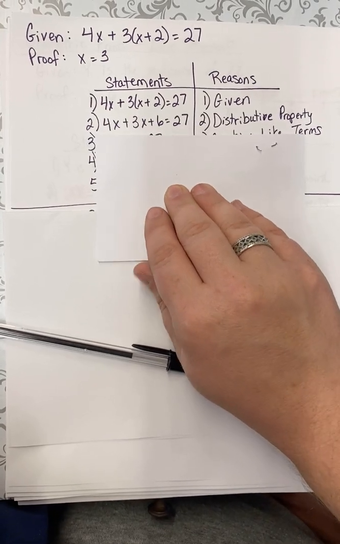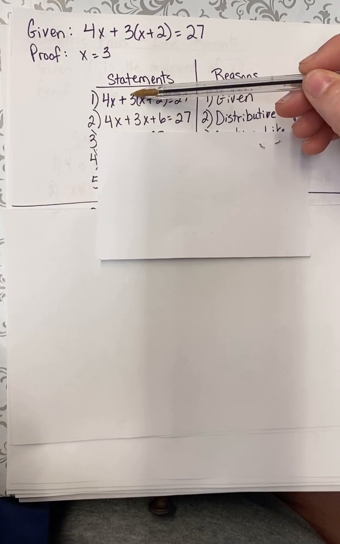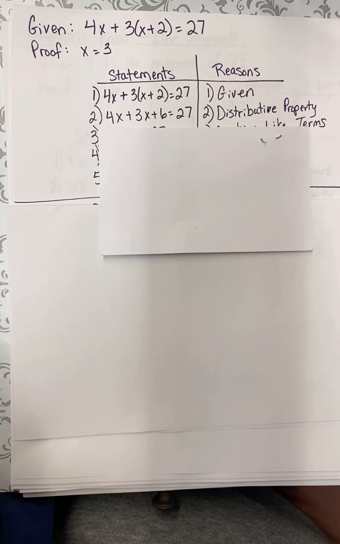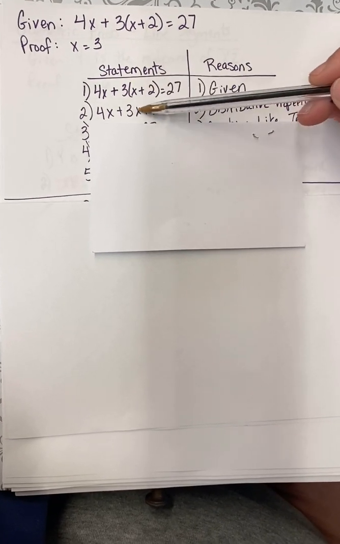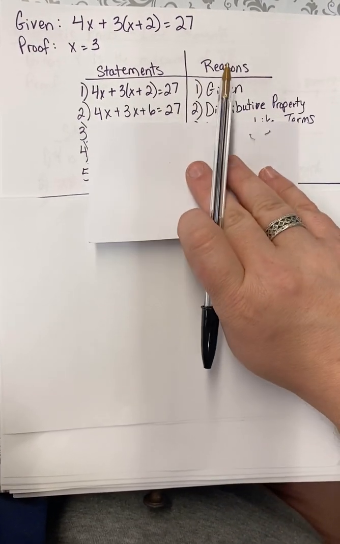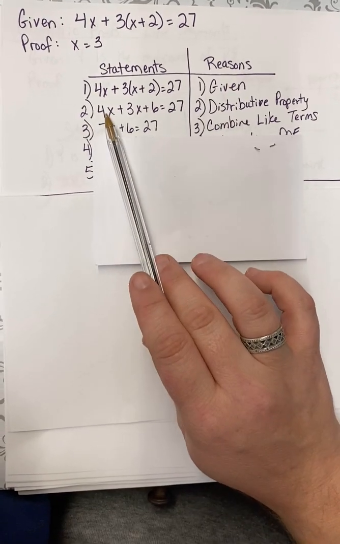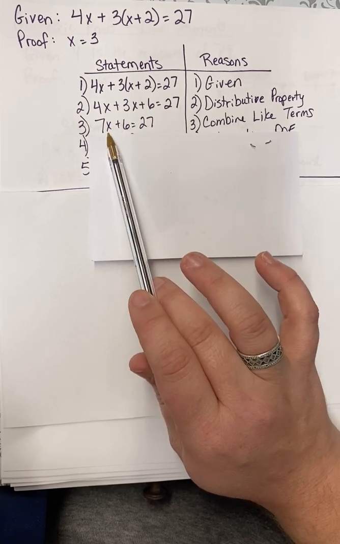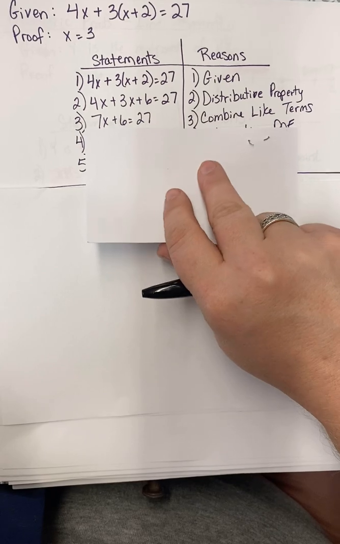Number 2, the next thing I always notice, if I have a parentheses with a number outside of it, that is the very next thing I need to do. I need to do the distributive property. So I multiplied 3 times x and 3 times 2, and I stated that that was the distributive property. My next step, I see here that I have like terms. So 4x plus 3x is 7x, plus 6 is 27. My reason was I combined like terms.